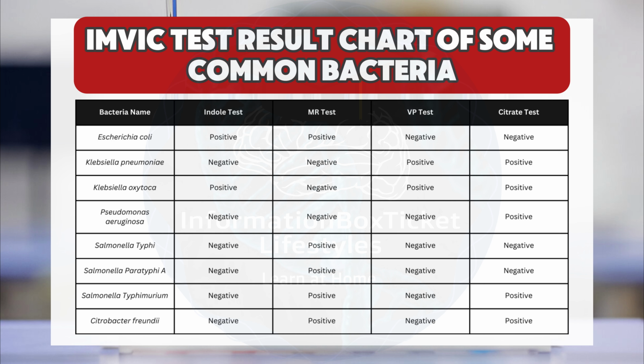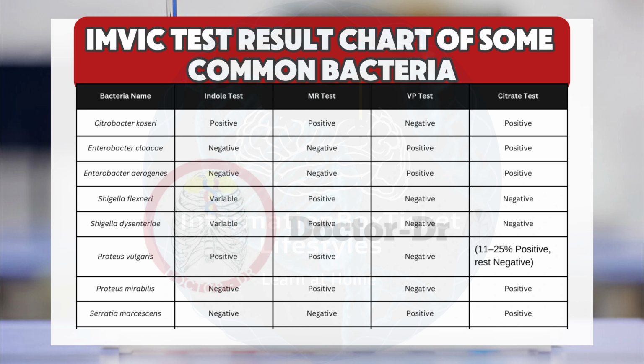Salmonella typhimurium: negative indole, positive methyl red, negative Voges-Proskauer, positive citrate. Citrobacter freundii: negative indole, positive methyl red, negative Voges-Proskauer, positive citrate. Citrobacter koseri: positive indole, positive methyl red, negative Voges-Proskauer, positive citrate.